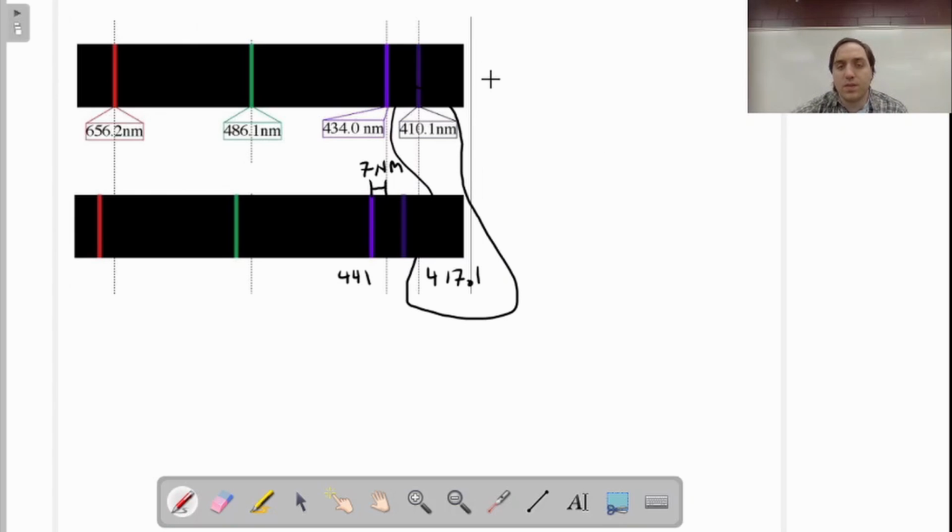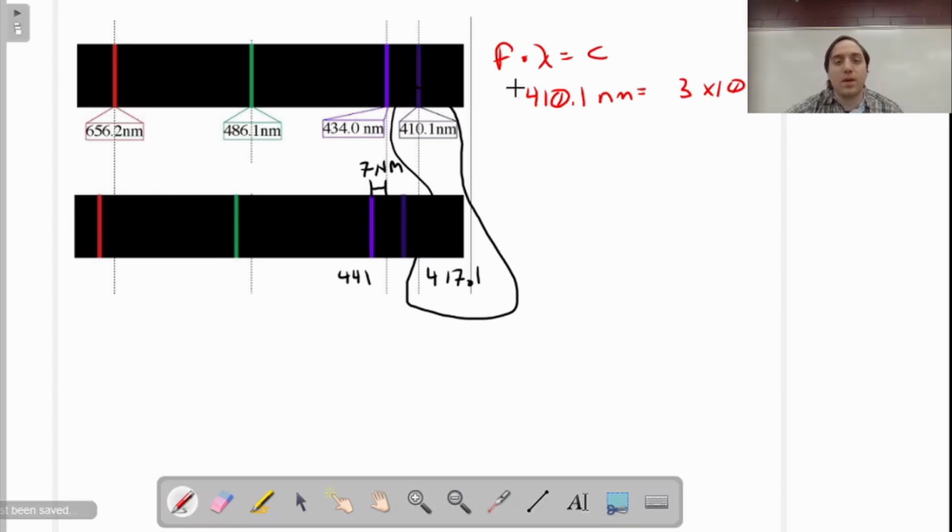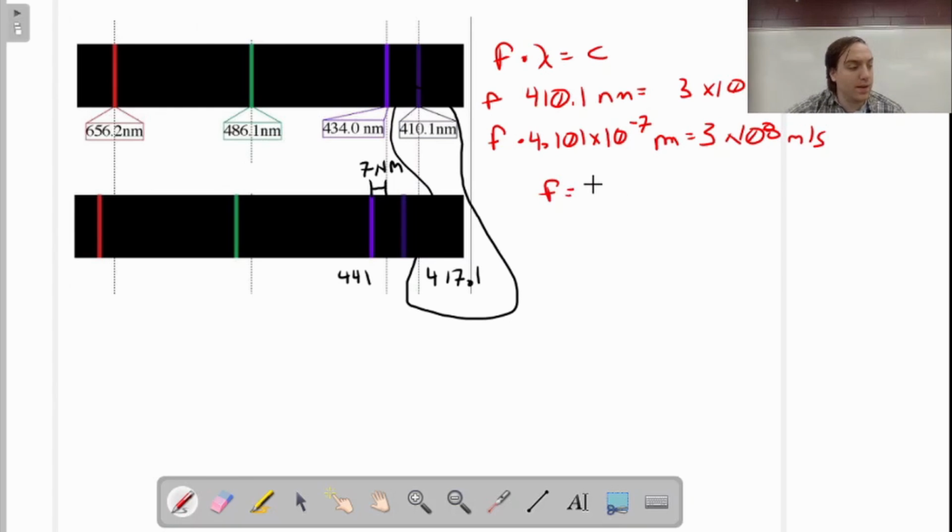Let's use these two numbers right here and do some calculations. The frequency that corresponds to 410.1 nanometers: f times lambda equals c, or 410.1 nanometers equals 3 times 10 to the 8th meters per second times frequency. We do need these to be in the same unit, so instead of 410 nanometers, we'd have 4.101 times 10 to the negative 7th meters. If I solve for f, I get 7.315 times 10 to the 14th hertz.